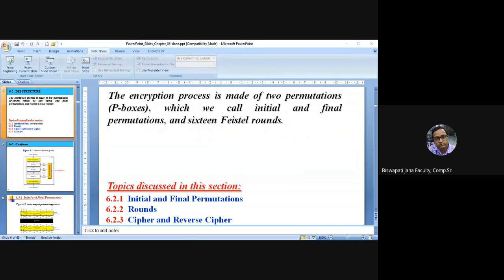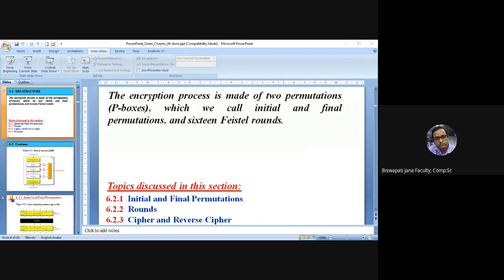See the technique here. You have a 64-bit input initially, and then you just change the positions. The first bit will go to position 40, the second bit will go to position 8, and in this way, the 58th bit will come to position 1. So we just permute the positions using some table, okay? And you have to keep this table secret. If you have this table, then you can do the encryption and decryption.